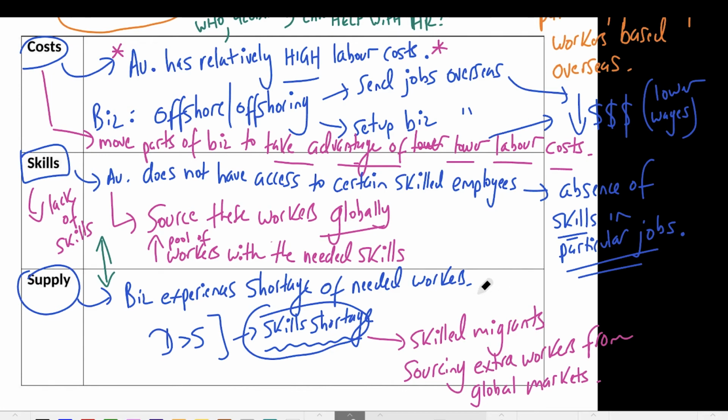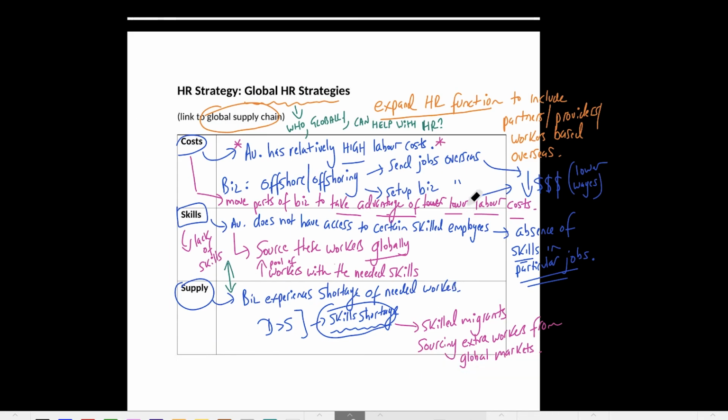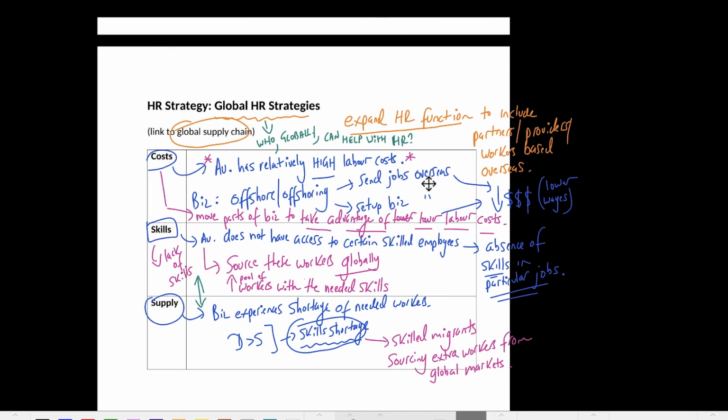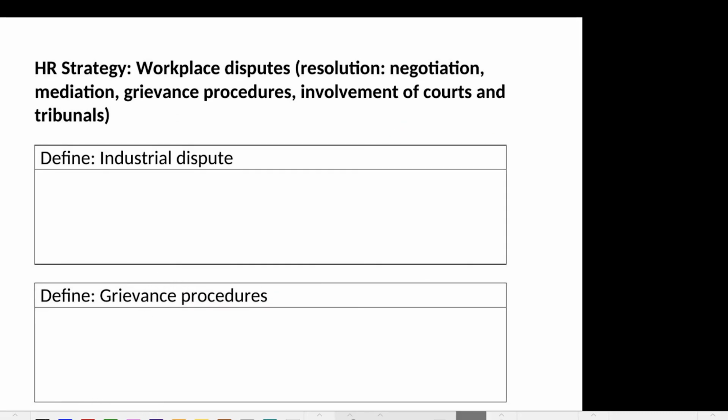So if we zoom out for a minute, here we're talking very much about global HR strategies, and as we said at the start, we're saying who globally can help us deal with HR issues in terms of costs of workers, access to the right skills, and access to the right number of workers.